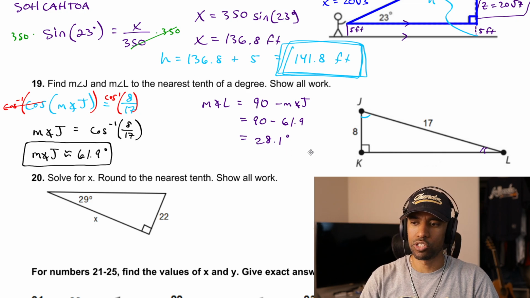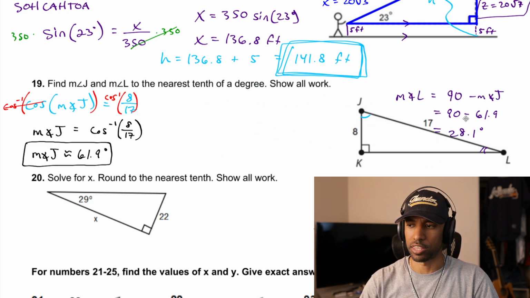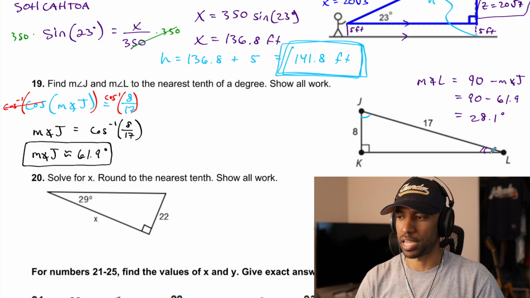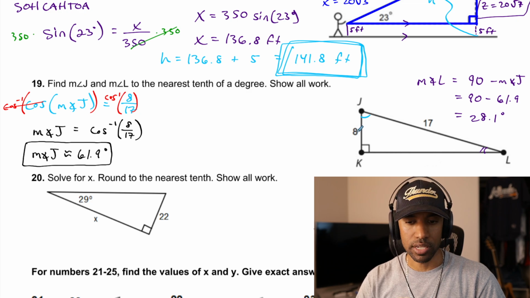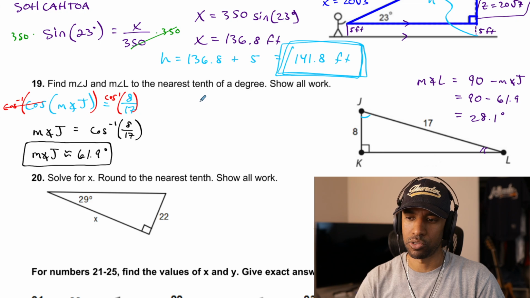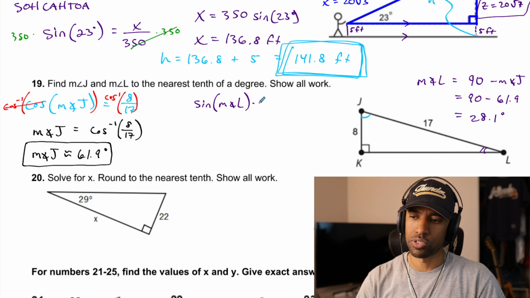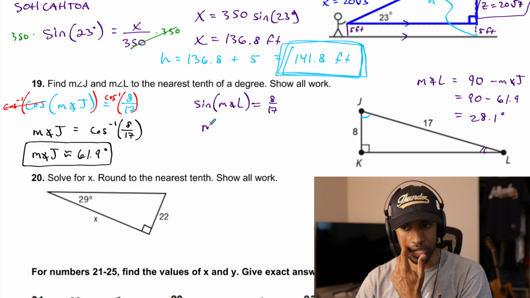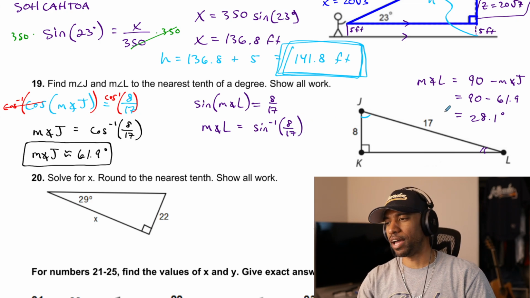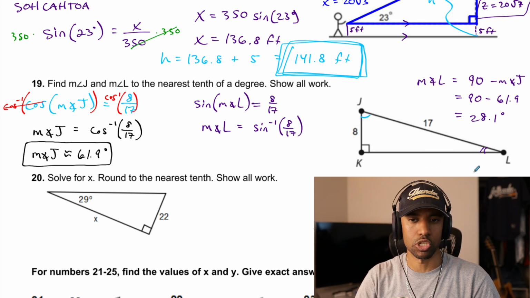Now, if you don't know how to do that, if you don't understand why it's its complement, or the fact that they add to 180, why don't you use some trig to determine that? So let's check that out. 8 is opposite of L, and 17 is still the hypotenuse. That is using sine, opposite over hypotenuse. So the sine of the measure of angle L equals 8 over 17. If I take the inverse sine of both sides, the measure of angle L equals the inverse sine of 8 over 17. If I apply that in the calculator, I should be rounding to 28.1.